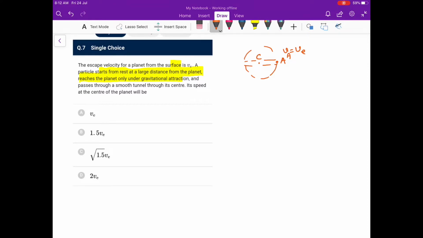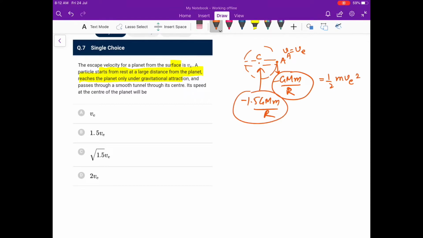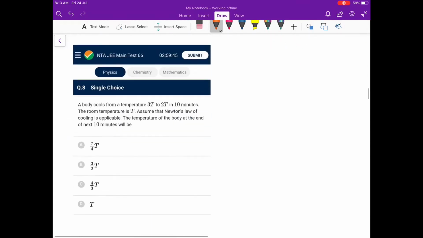So from coming A to C, I know here the potential is minus GMm by R, and here the potential is minus 1.5 GMm by R. So this much gain in magnitude gives us half mv square. Okay, now this is 0.5 times more, that is 3 by 2 times. So I can directly say half m Vc square is equal to 3 by 2 times half m VE square. You can directly do that, no need of applying that again. You can directly simplify this. So Vc would be root 3 by 2 times VE. So you can go for option C. That's not that tough if you are familiar with these concepts.